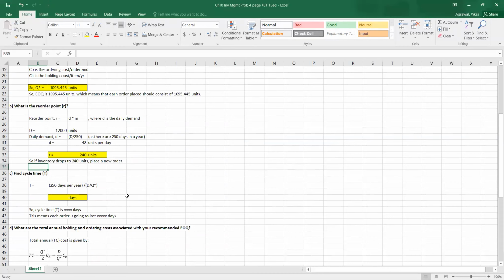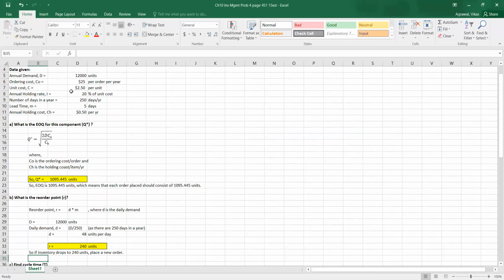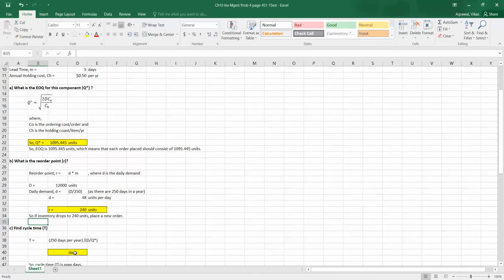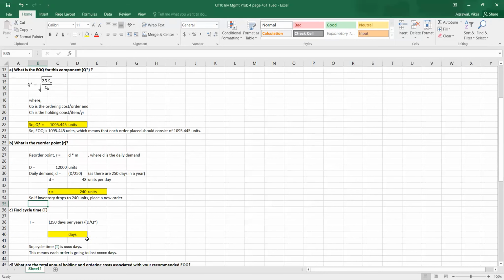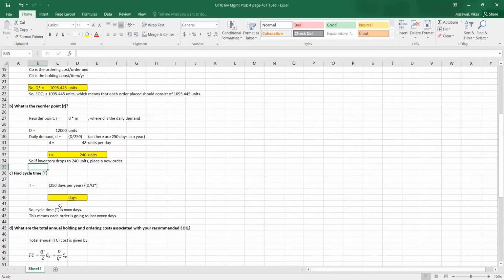Okay, so the third question is, you need to find the cycle time. Cycle time basically tells you how long an order is going to last, how many days in terms of time. It's given by 250 working days. If you divide by this formula here, D over Q*, which means annual demand over economic order quantity, that's going to give you the length of the cycle time in number of days.